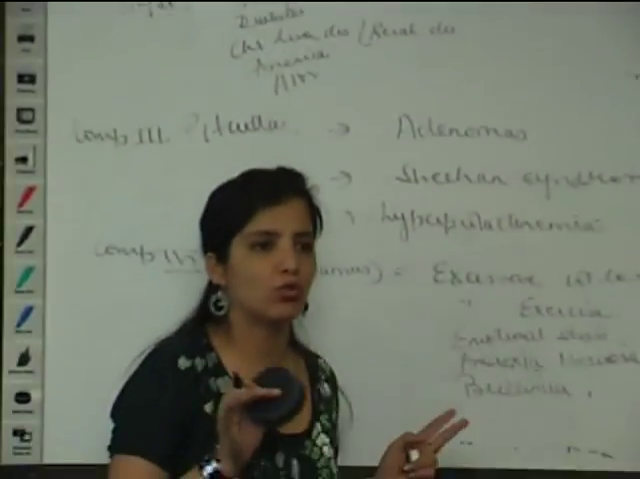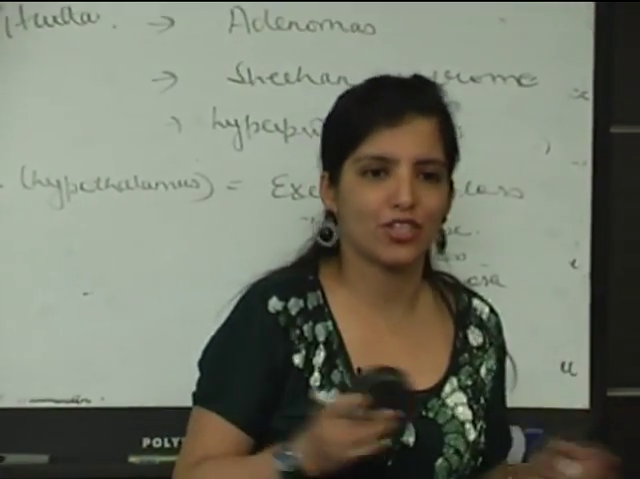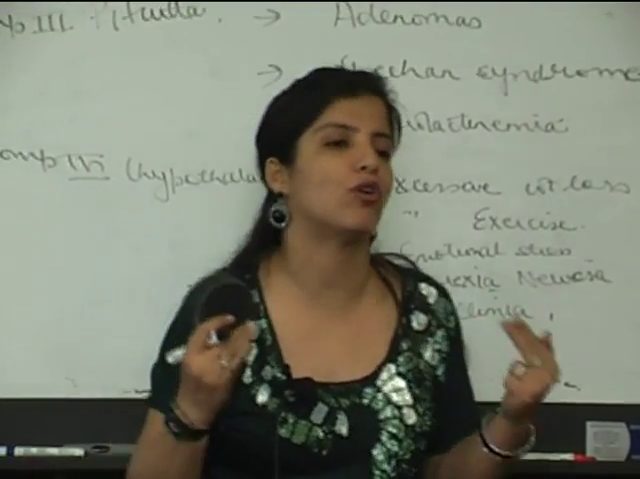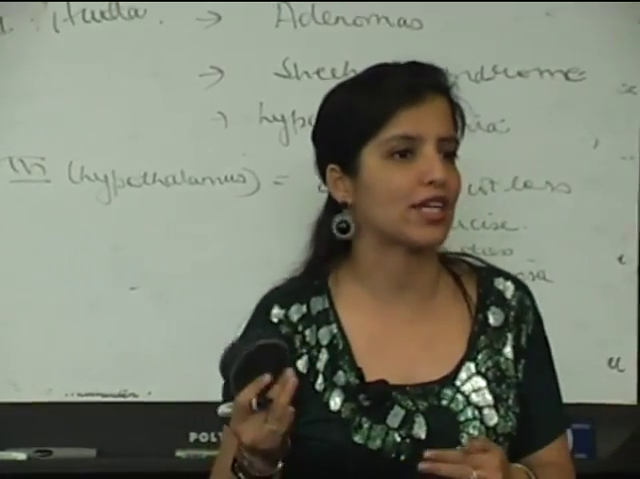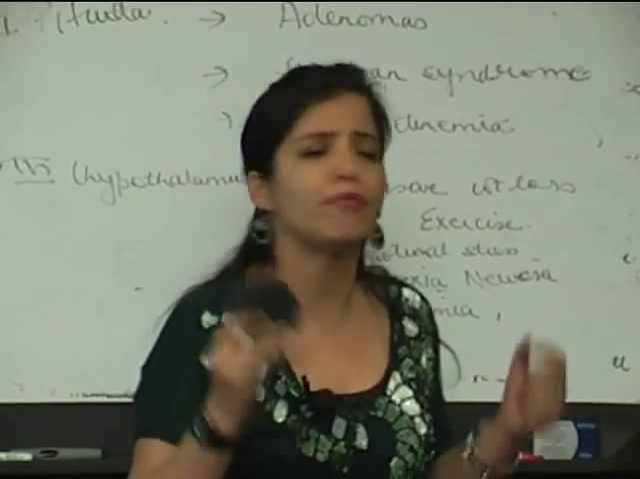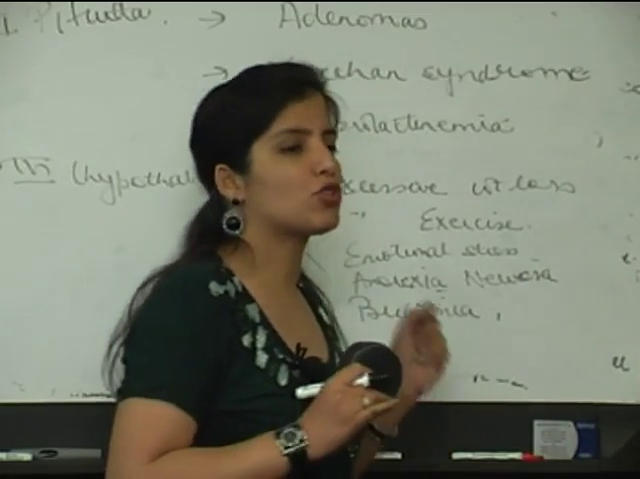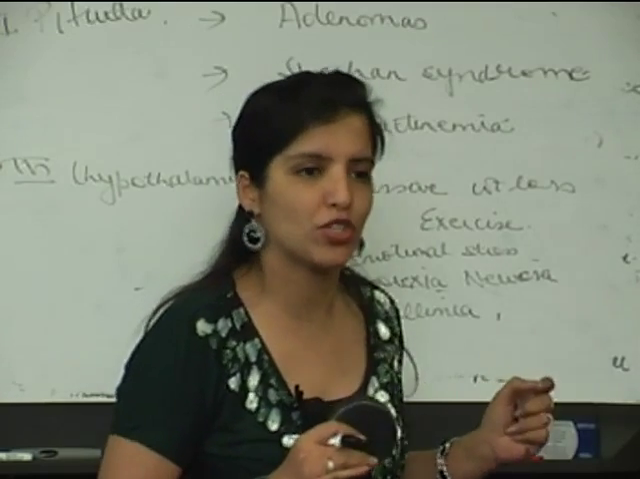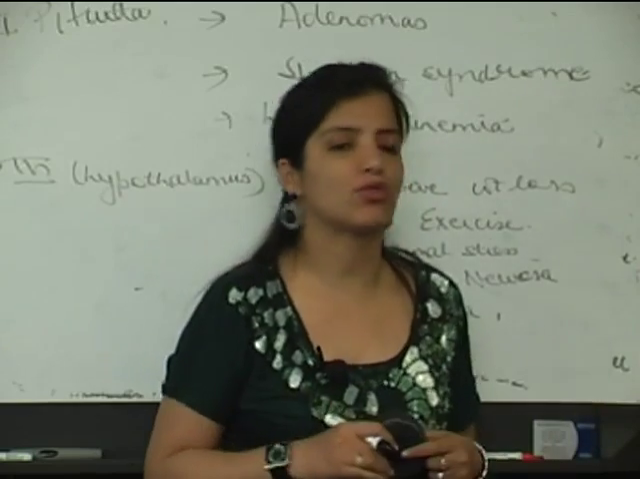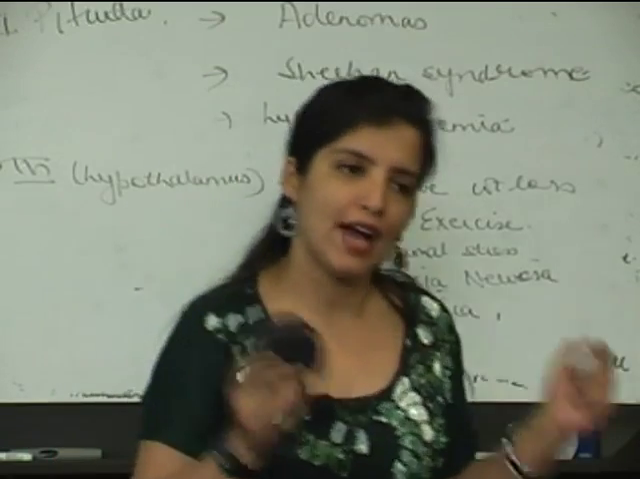Now, coming to compartment 1. In compartment 1, I told you the most important cause which we have to remember is Asherman syndrome. Now, what is Asherman syndrome? Asherman syndrome is a condition in which the endometrial lining of the uterus is destroyed, and this results in formation of intrauterine synechia. In the uterus, a number of synechia will be formed, and that is Asherman syndrome. The most common cause of Asherman syndrome is curettage done after delivery, postpartum curettage. Other causes of Asherman syndrome are tuberculosis, schistosomiasis and endometrial ablation.